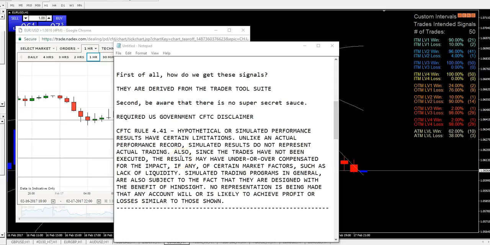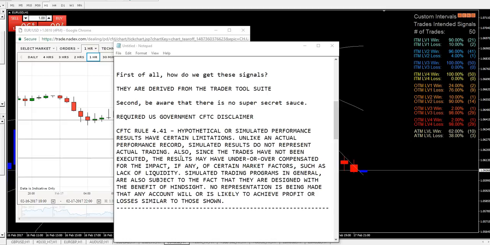Okay, now here we go. Thankfully, our illustrious, wonderful government makes me say this. CFTC Rule 4.41. Hypothetical or simulated performance results have certain limitations. Unlike an actual performance record, simulated results do not represent actual trading. Also, since the trades have not been executed, the results may have under or overcompensated for the impact, if any. Blah, blah, blah, read it. There you go. Basically, everything I'm talking about today, I'm not going to be placing any real trades today. I do place real trades, but we will not do it in this webinar.